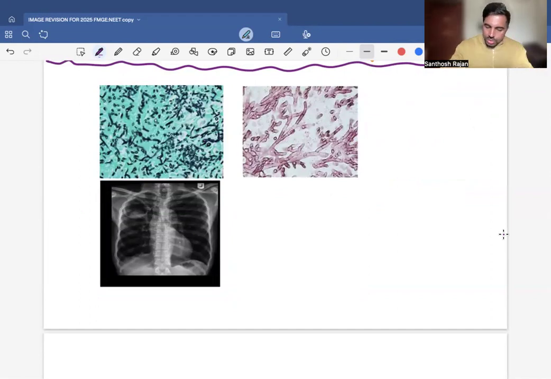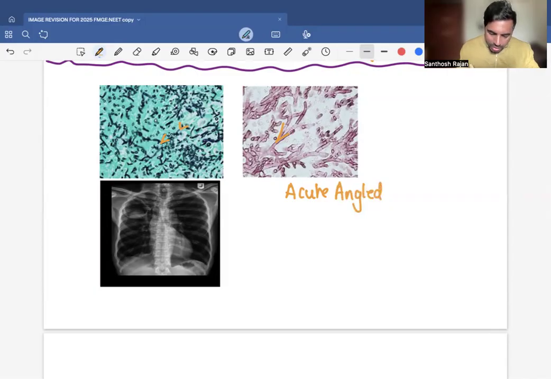So here you see this one. By seeing the image only, I'm sure that you already know this. First one, what is this? See the hyphae, how they look. They are acute angled, right? You see everywhere they are acute angled. Here also you can see the acute angle.